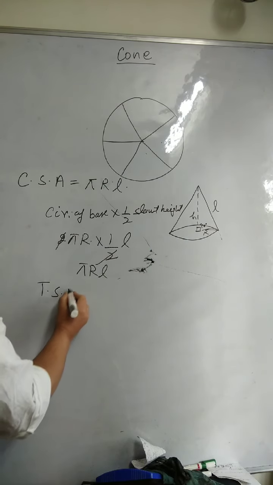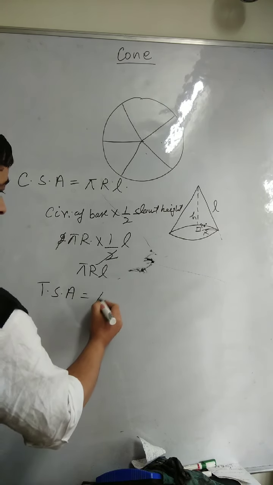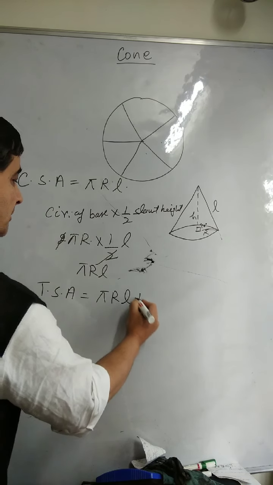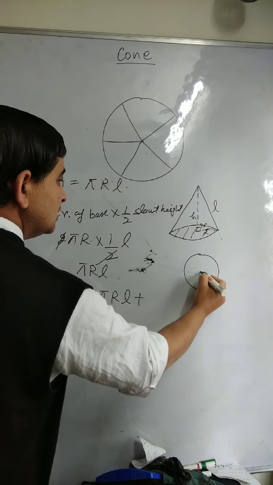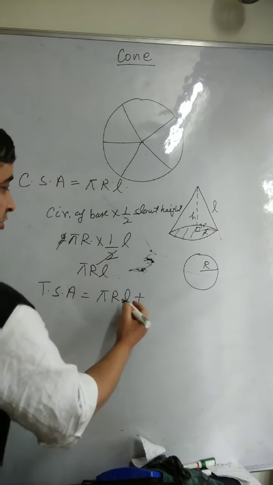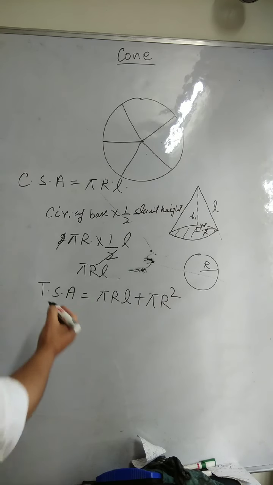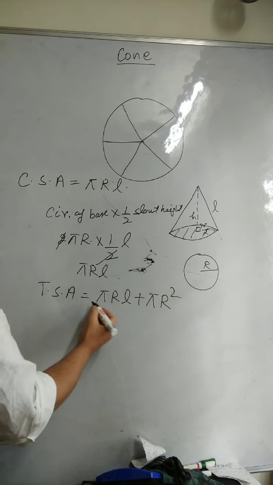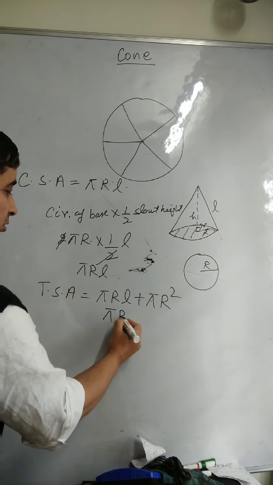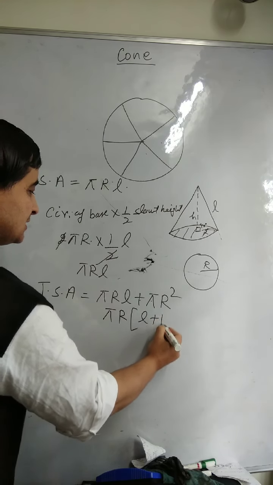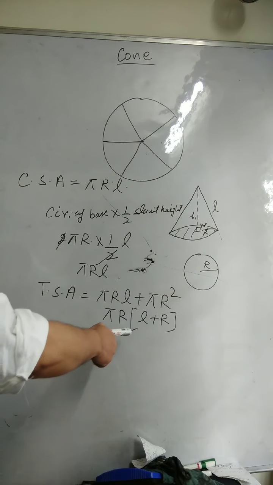Now if you are asked to find total surface area of this cone, it is pi r l plus area of this base. So base is what? Circular. So its radius is how much? R. So area of base is what? Pi r square. So total surface area of cone is how much? Pi r l plus pi r square. If you want, you can take pi r common. It will be pi r into L plus R. This is total surface area of a cone.